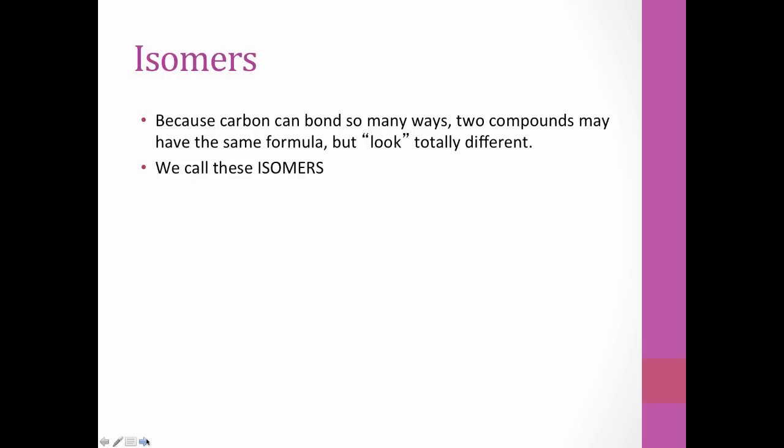So I mentioned before the idea of a structural isomer. A structural isomer is something that has the same molecular formula, but looks different because the atoms are arranged differently around those central carbon atoms.